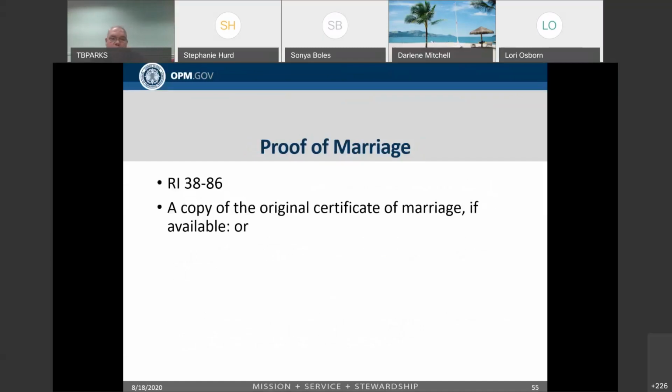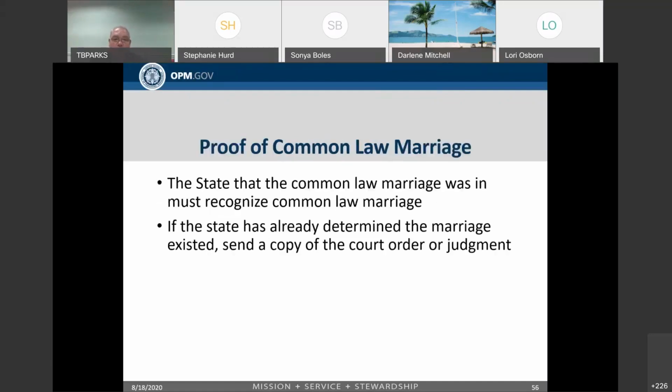For proof of marriage, you can find that information on RI Form 38-86. We need the copy of the original certificate of marriage if available, or the rest of the other marriage does show on the Form RI 38-86. Here we go into the proof of common law marriage. The state that the common law marriage was in must recognize common law marriage. If the state's already determined the marriage existed, then send a copy of the court order or judgment.